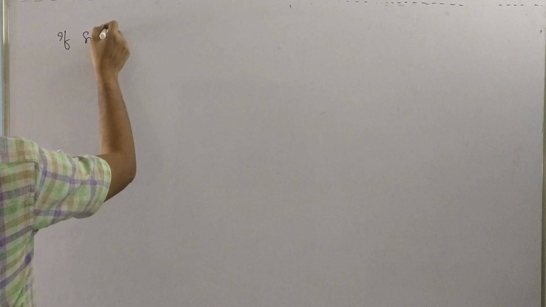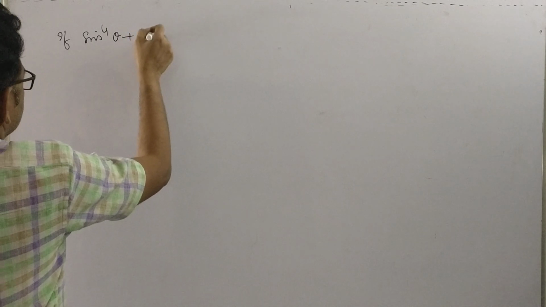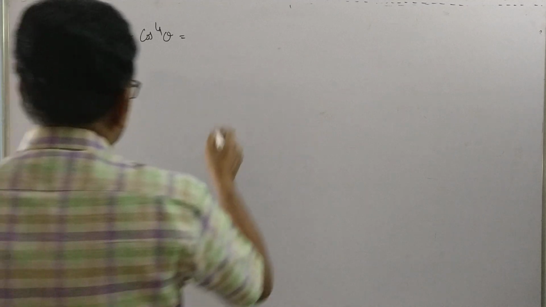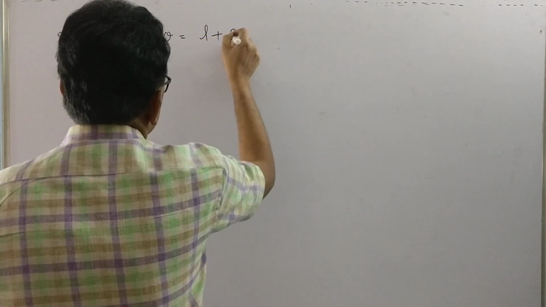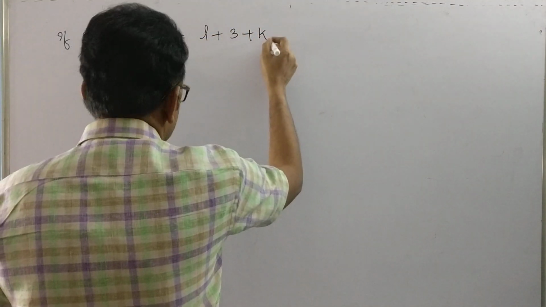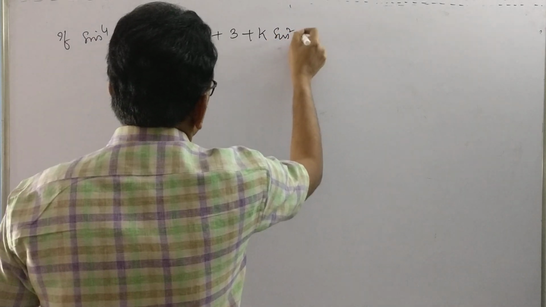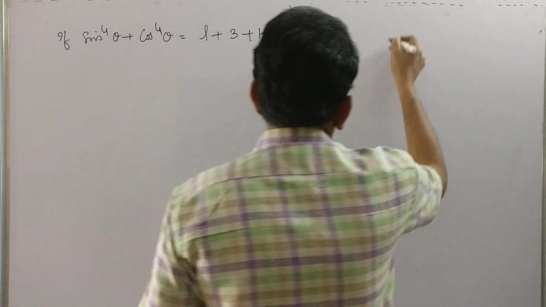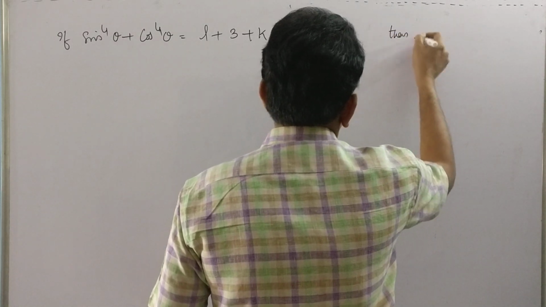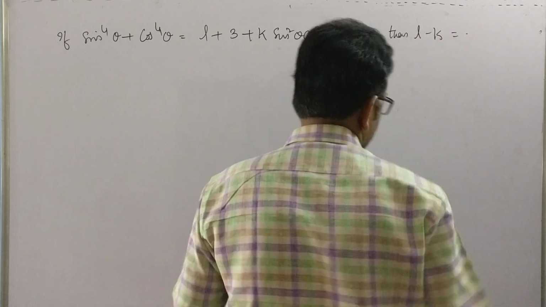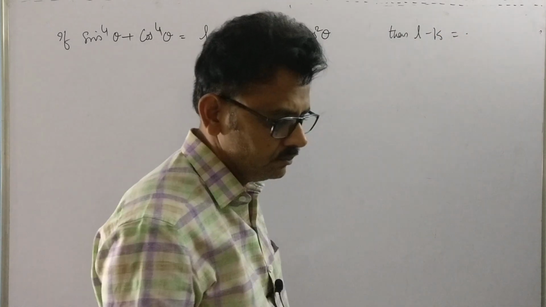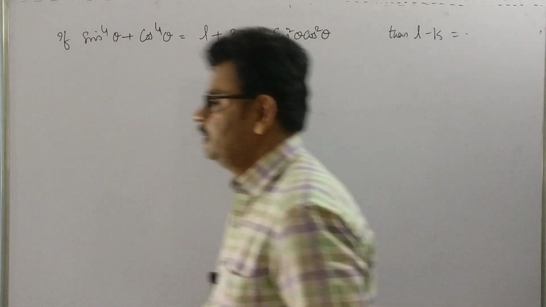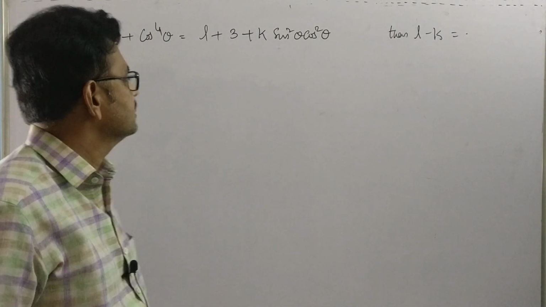If sin power 4 theta plus cos power 4 theta is equal to L plus 3 plus K sin square theta cos square theta, then L minus K equal to what?